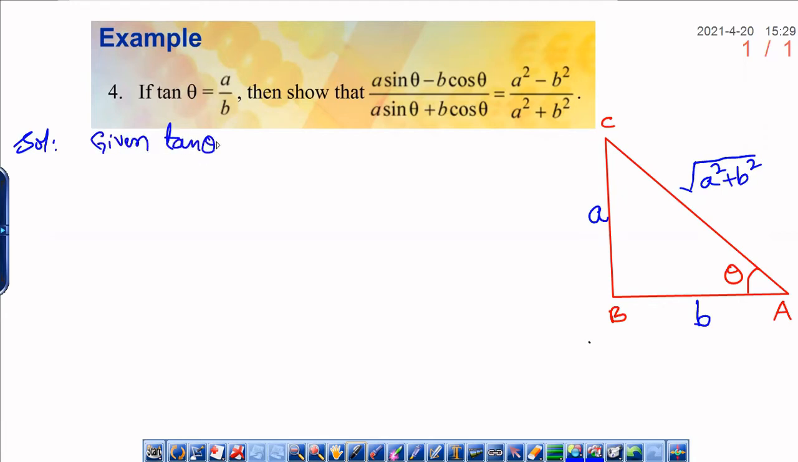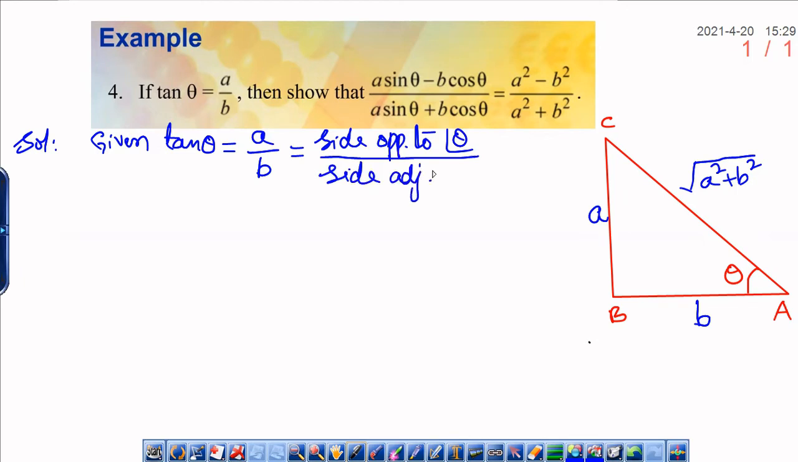tan theta. Tan theta is equal to A upon B, which is nothing but side opposite to angle theta divided by side adjacent to angle theta. That is equal to BC upon AB. So from the figure, to find the third side, the hypotenuse, we need to use the Pythagoras theorem.